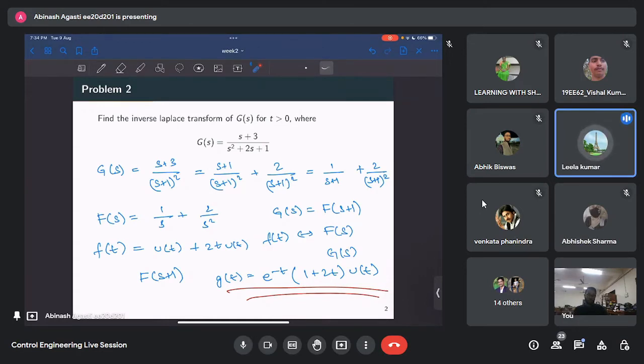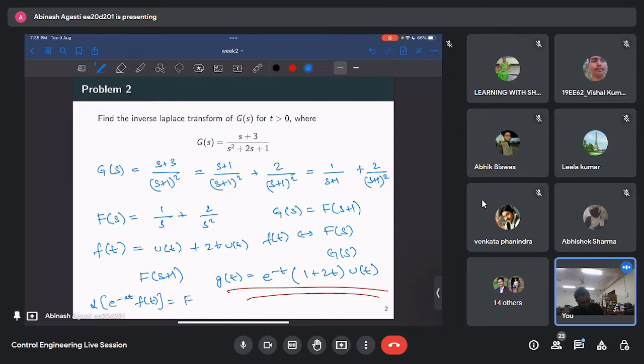Next, sir, that g(t) equal to e power minus t, how do you derive that? So this is another formula. I'll write it. Laplace transform of e to the power minus at f(t) is equal to F(s+a). Okay, from this you can easily yeah. Yes, the frequency shifting property. Yeah, so everyone else follows, right?